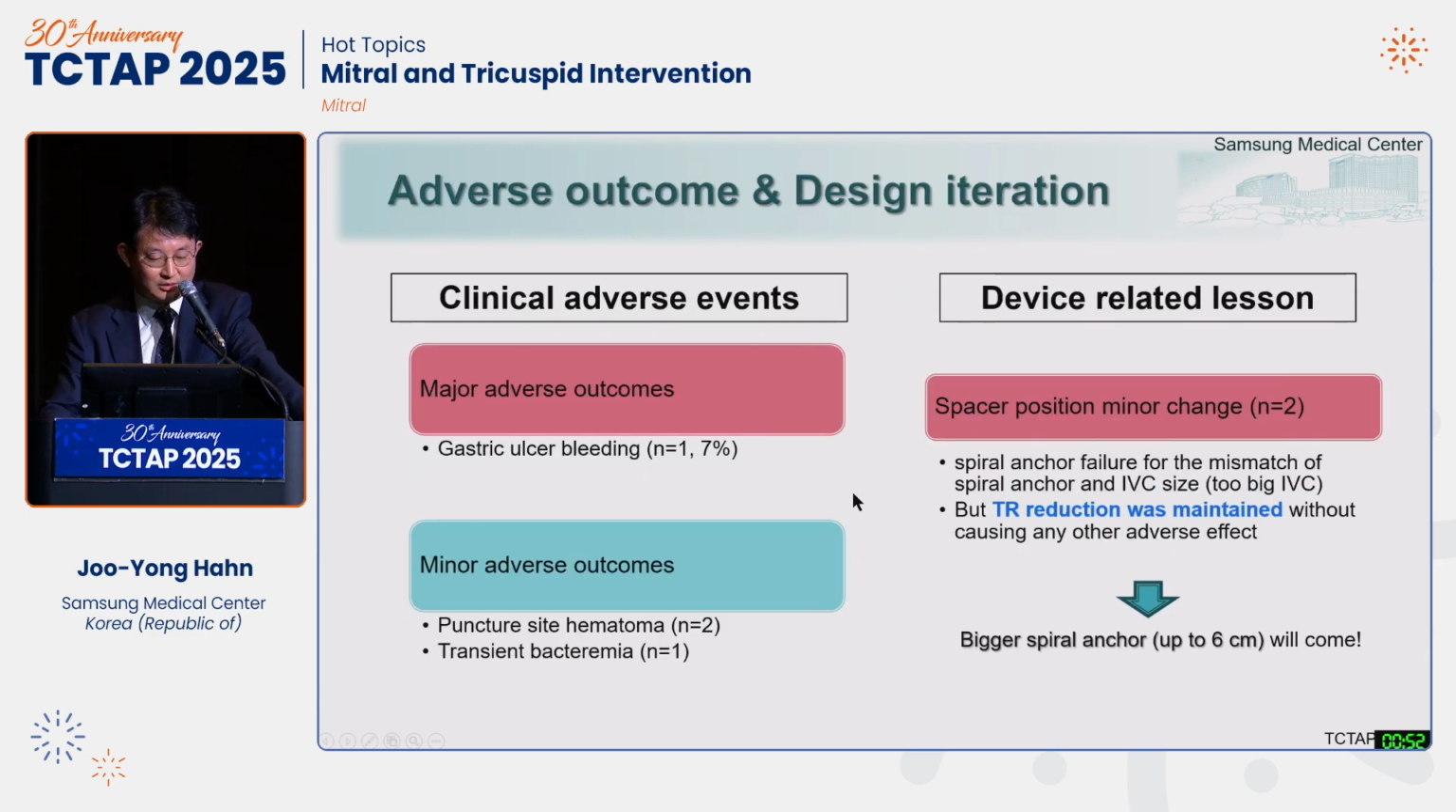Major adverse outcomes occurred in 1 patient, gastric ulcer bleeding, and minor adverse outcomes occurred in 3 patients: puncture site hematoma in 2, and transient bacteremia in 1. Spacer position slightly changed in 2 patients due to the mismatch of spiral anchor and IVC size, 2 big IVC, but TR reduction was maintained without causing any other adverse effect.